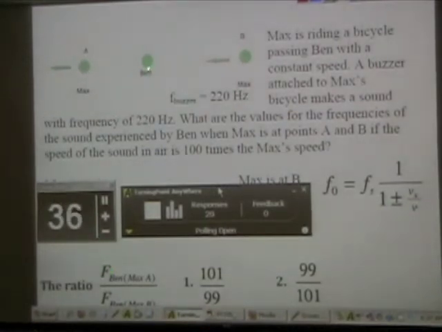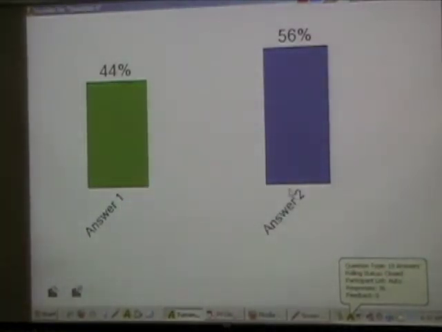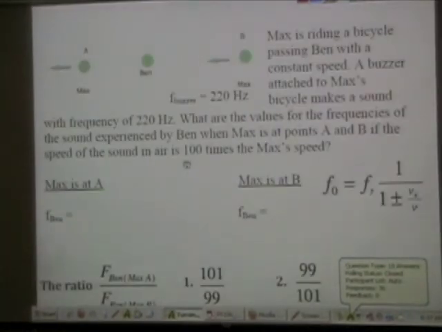So this is the frequency Ben experiences when Max is at point A, and this is the frequency Ben experiences when Max is at point B, and we need to calculate the ratio. And you know the idea. Basically, we just need to figure out for which situation the frequency experienced by Ben is higher, and for which situation the frequency experienced by Ben is lower. That's a good sign. Let's see.